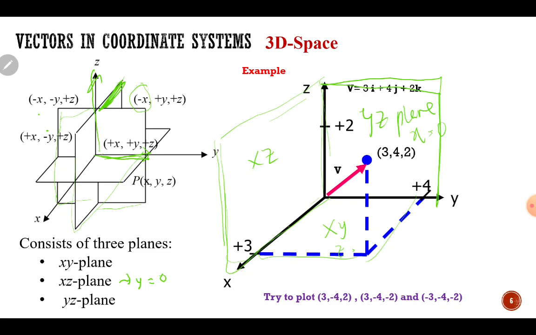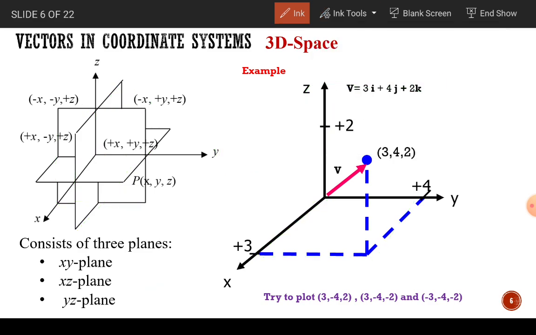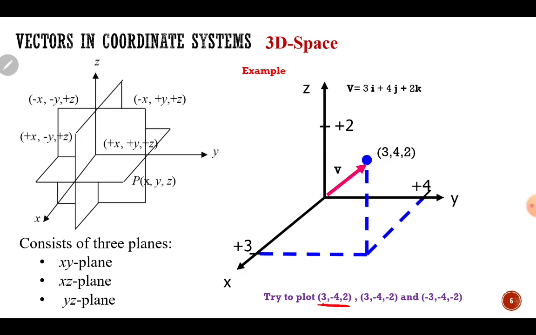Alright. Sekarang ni macam repeating from what we have discussed tadi, where the question asks you to plot. Okay, plot dulu point 3, negatif 4, 2, 3, negatif 4, negatif 2, negatif 3, negatif 4, negatif 2. Tadi kita dah discuss how to plot the point. So sekarang ni it become a revision lah, ataupun buat lagi untuk you faham lah. So the first point is X, the second point is Y, and the third point is Z.